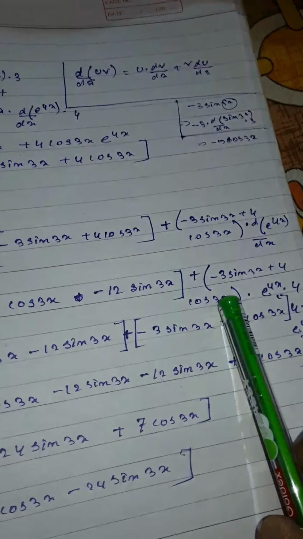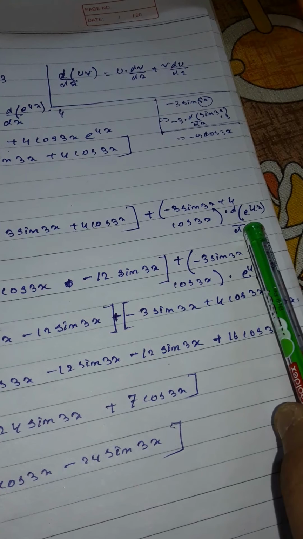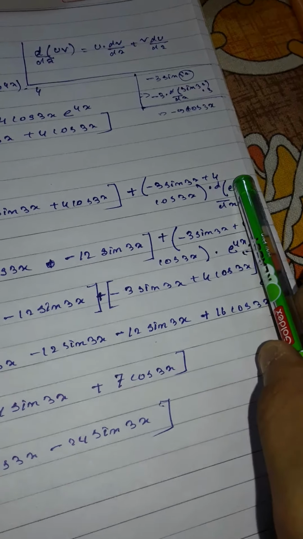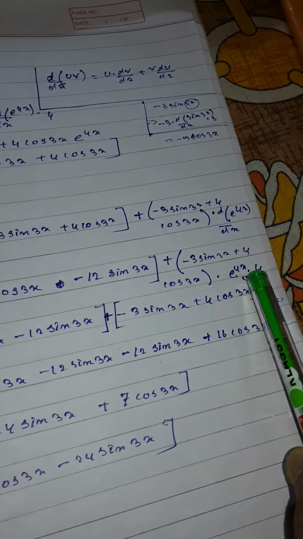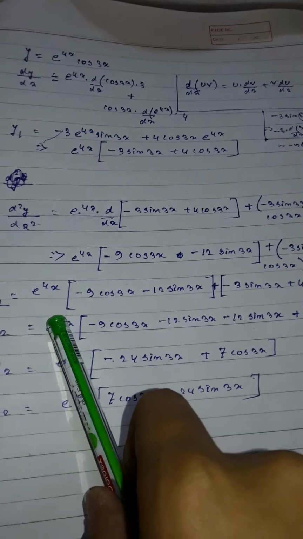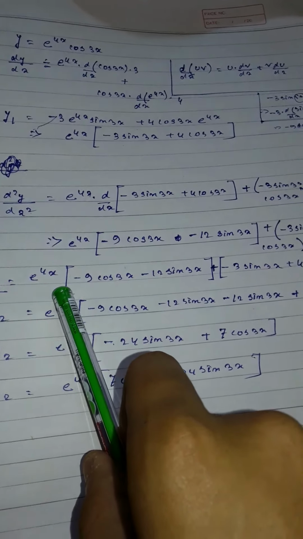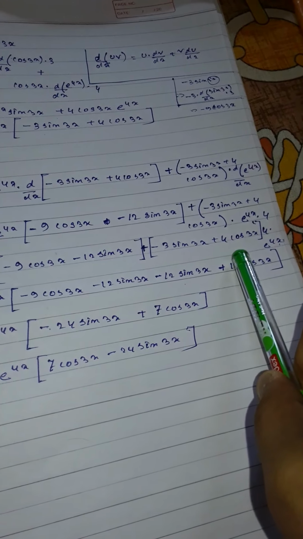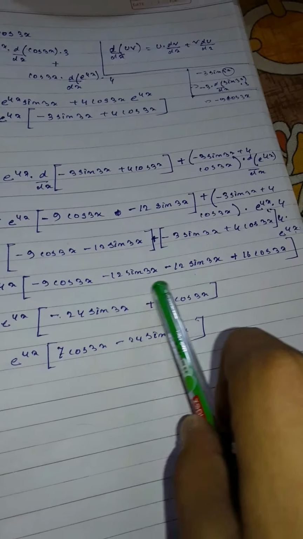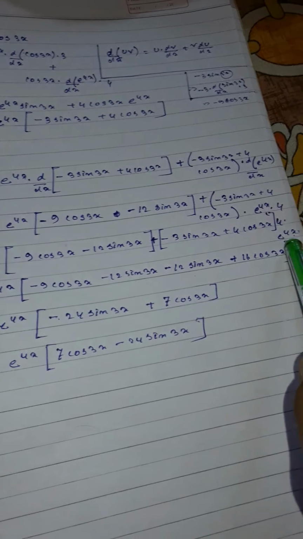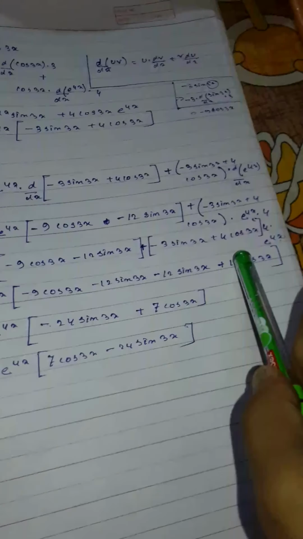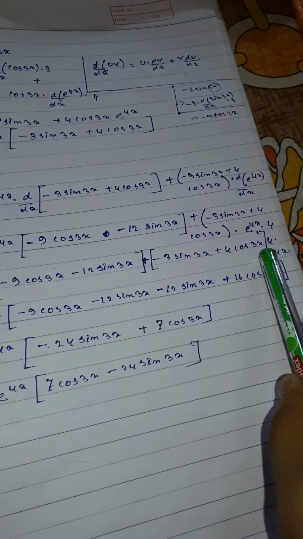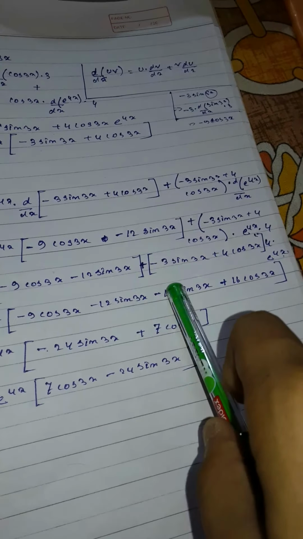Similarly, the differentiation of e^(4x) comes as e^(4x), and 4x gives 4. Now I have written this and arranged the terms in an appropriate form. In the next line, I have multiplied these terms by 4: 4 times 3 is 12, so minus 12 sin 3x, and 4 times 4 is 16, so plus 16 cos 3x.